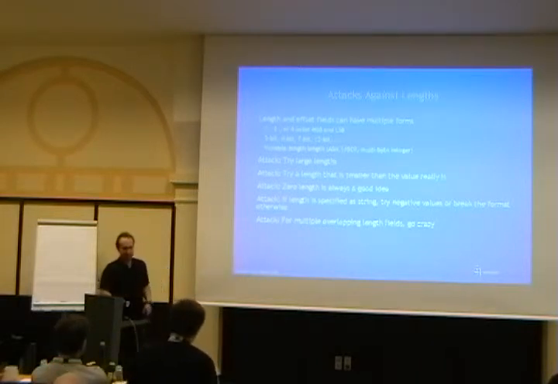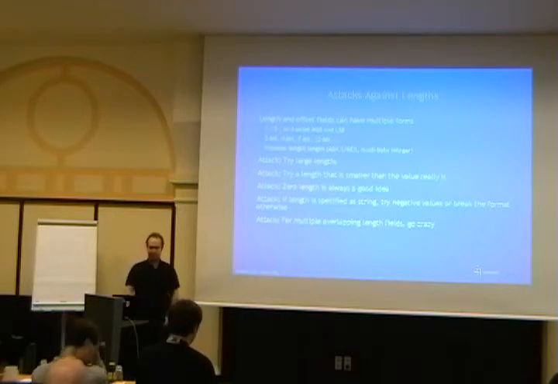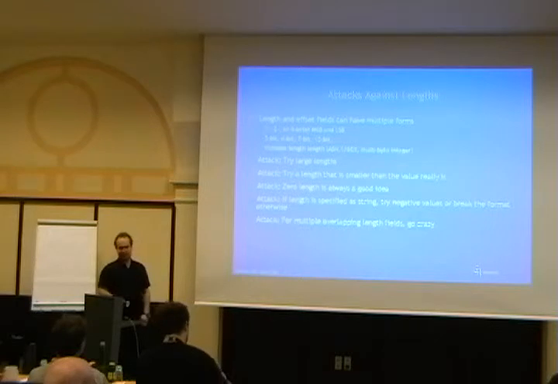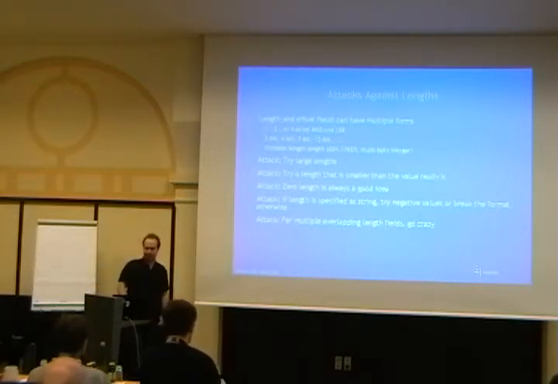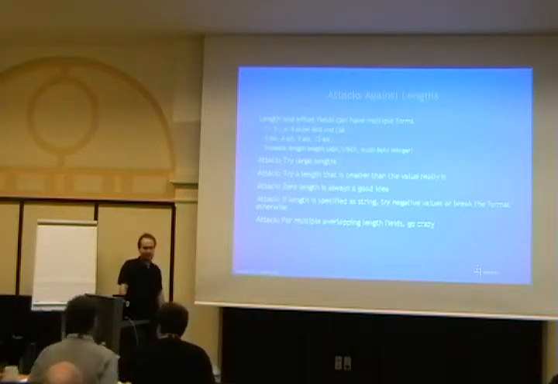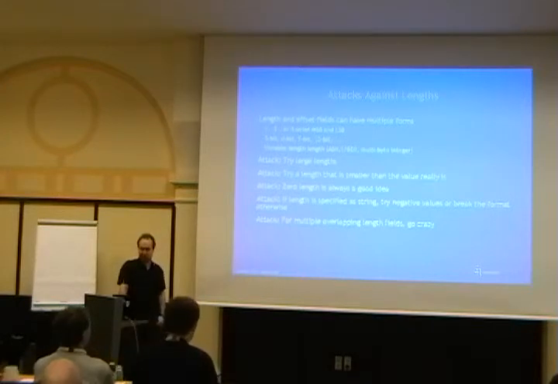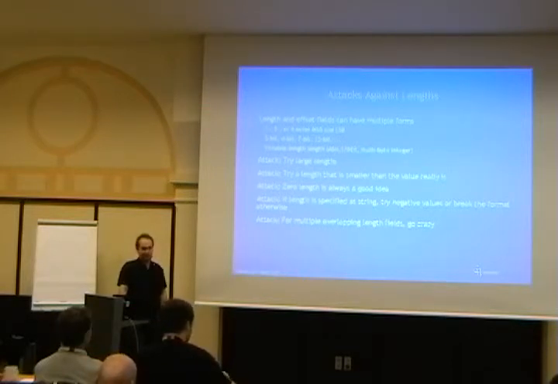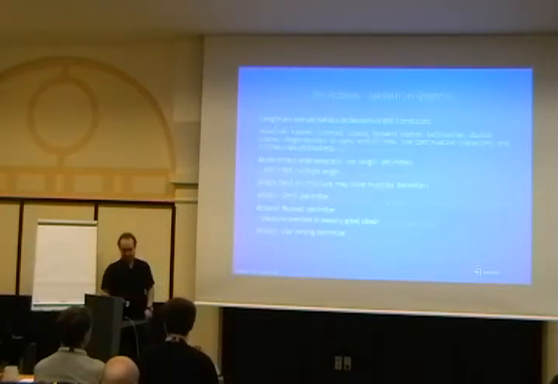And it's always a good idea, if the specification says you can try 0 length, or even if the specification doesn't say that, why not try specifying a 0 length and see what happens, or negative length if that's allowed. Especially if the length is specified as some sort of string, it's always good to try -1 and see what happens. And if you have this kind of multiple overlapping length fields, just go crazy, break all of them at the same time, try anything.